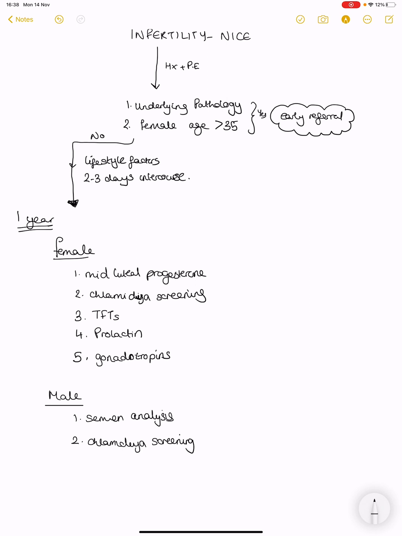So once you've done as many of these tests as there's an indication to do, you would then refer these patients to secondary care for further investigations if they're still not conceiving. It's been 1 year. We've started the initial investigations in primary care, and then we refer on to secondary care for any secondary care investigations and proper management to be done there.